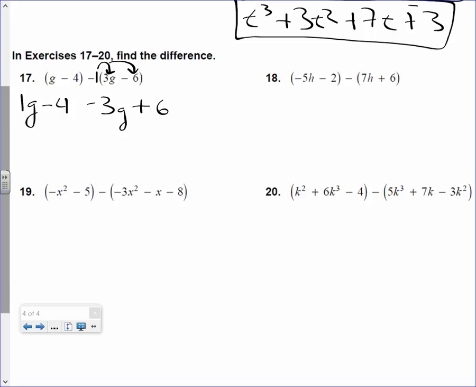Coefficient here is 1, so 1g minus 3g. How many g's would that be? Negative 2 g's. Cross those out. Negative 4 plus a 6. Take the bigger number, subtract. Here's our final binomial.